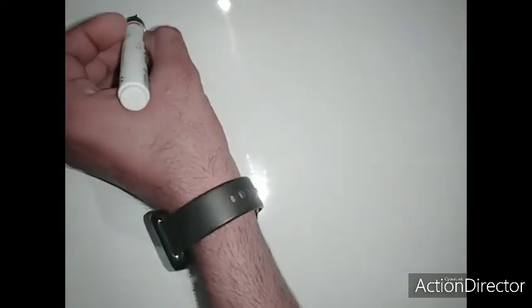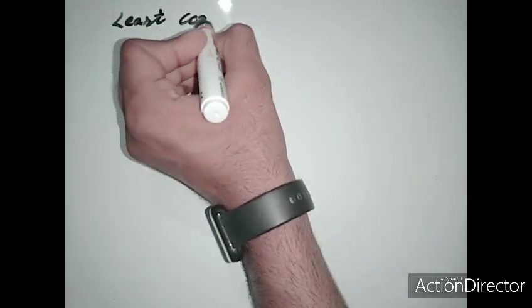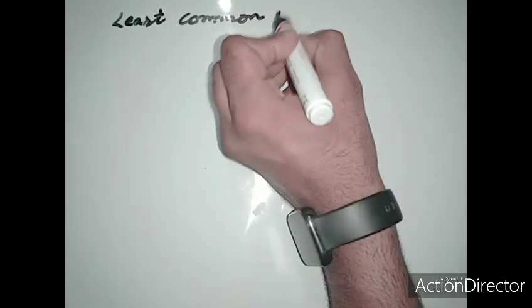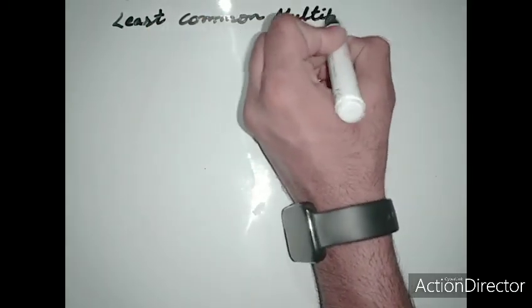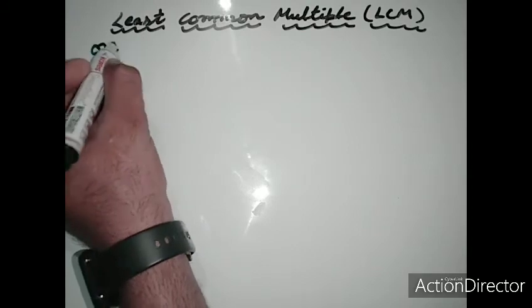Now here we discuss the least common multiple, and in short we say LCM. So there are basically 3 methods to find LCM: by listing the multiples, by prime factorization, and by division method. So here we give the priority to the division method. So we take one example related to LCM.